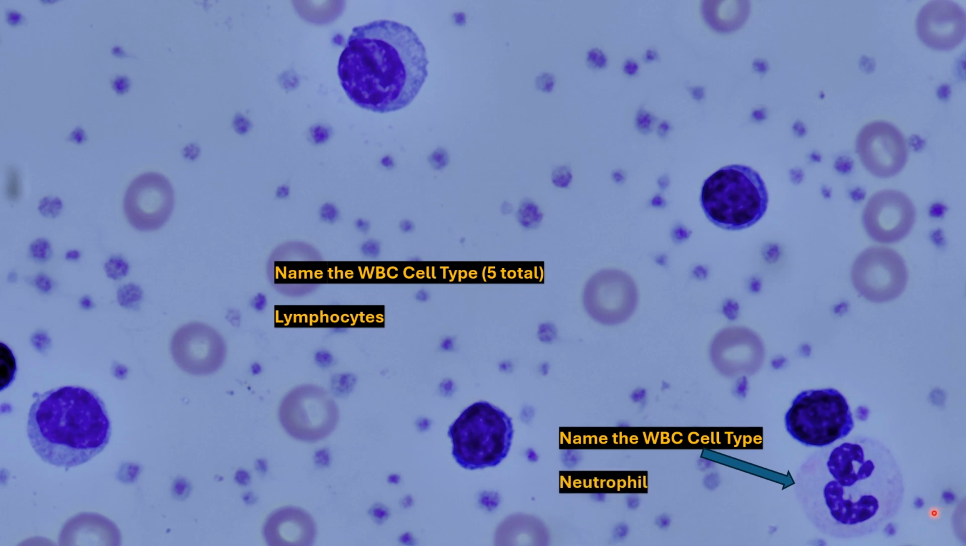Our last one over here is a neutrophil. We can see that there are multiple lobules for the nucleus, and the cytoplasm is granulated, although that isn't a very good indicator. So we have a neutrophil here.